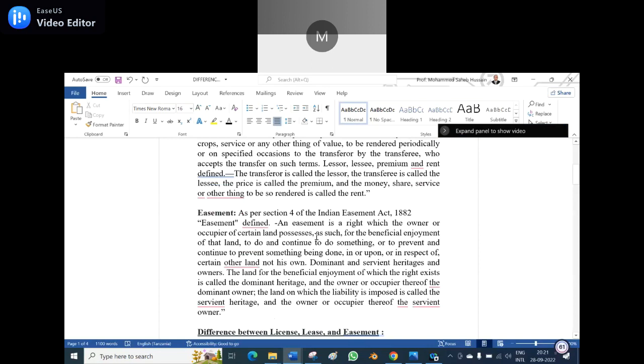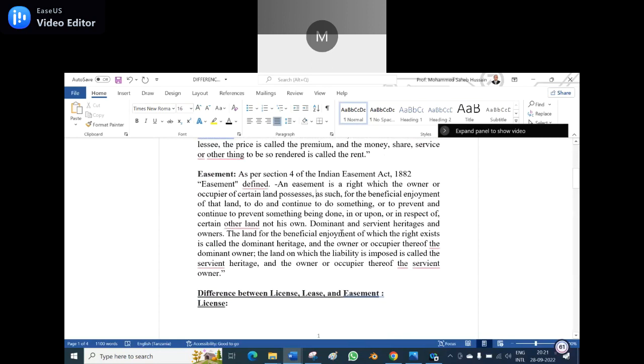As such, for the beneficial enjoyment of that land, to do or continue to do something, or to prevent and continue to prevent something being done in or upon or in respect of certain other land not his own. Are you hearing me? Yes, sir. Okay. The dominant and servient heritage and owner.